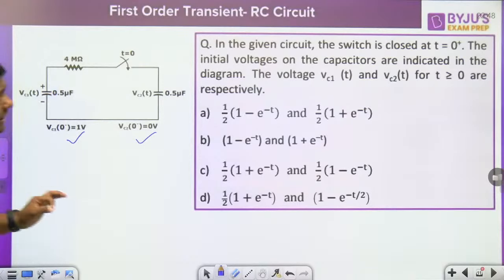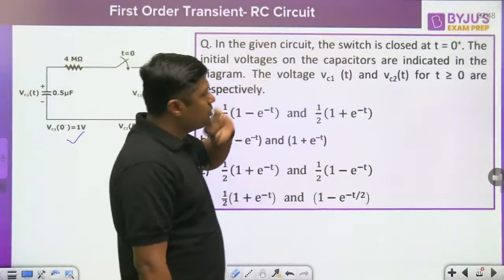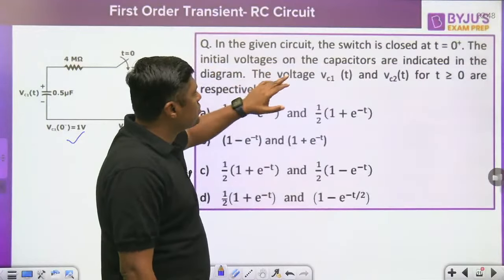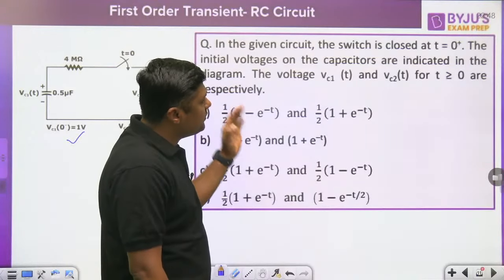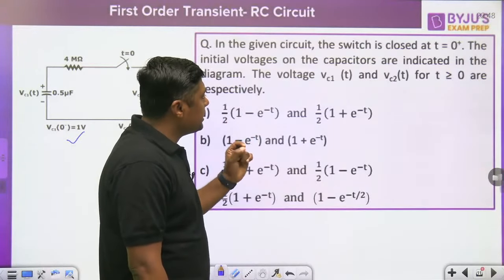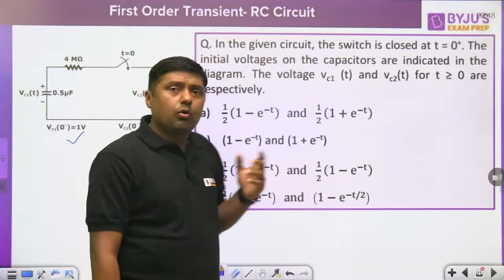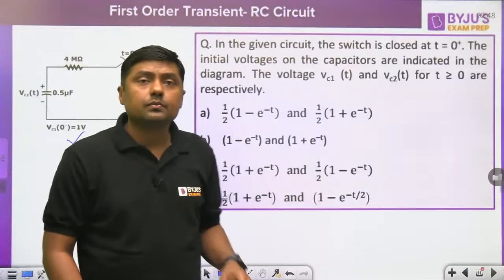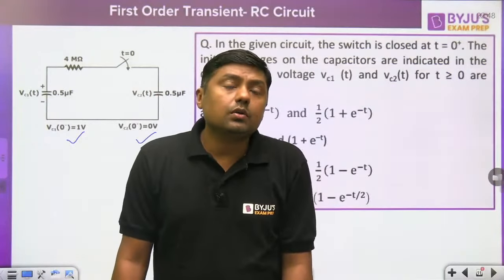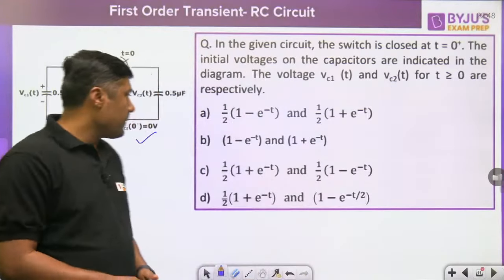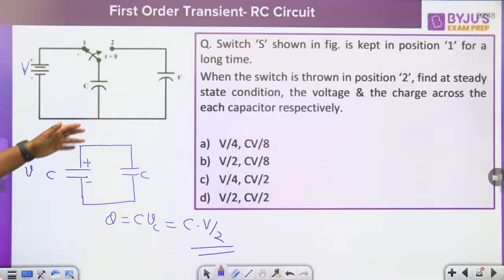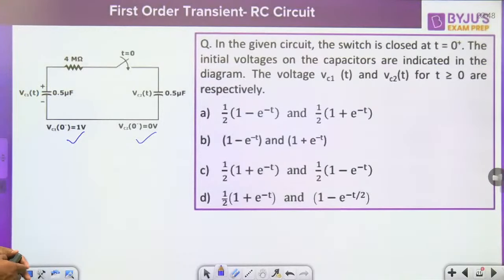In the given circuit, the switch is closed at t equal to 0 plus. The initial voltages on the capacitor are indicated in the diagram. The voltages VC1(t) and VC2(t) for t greater than or equal to 0. What will be the equation? Venu Kumar, you are asking how we are saying that impulse current is there. Venu, in this diagram, everyone try to solve this question.